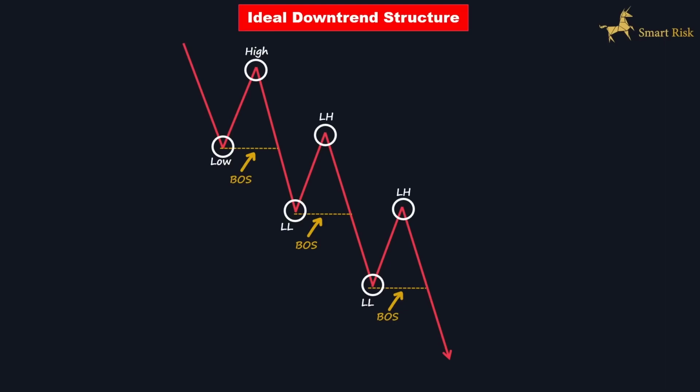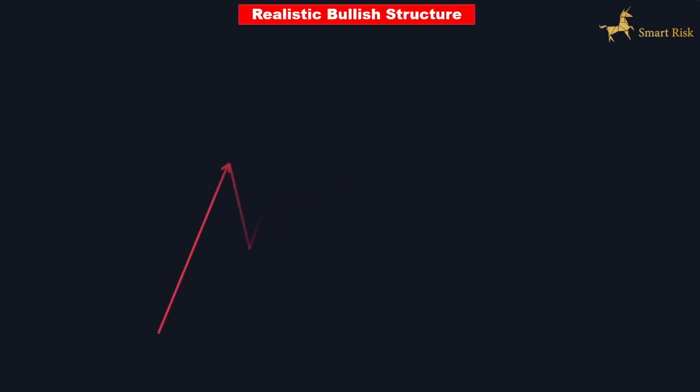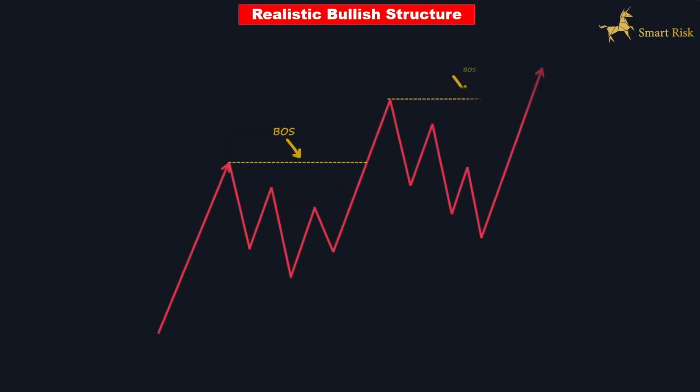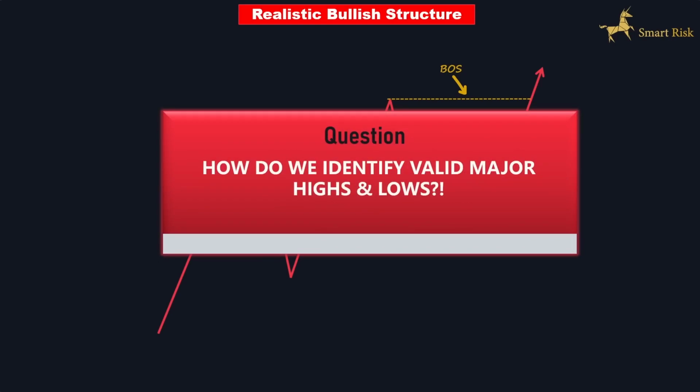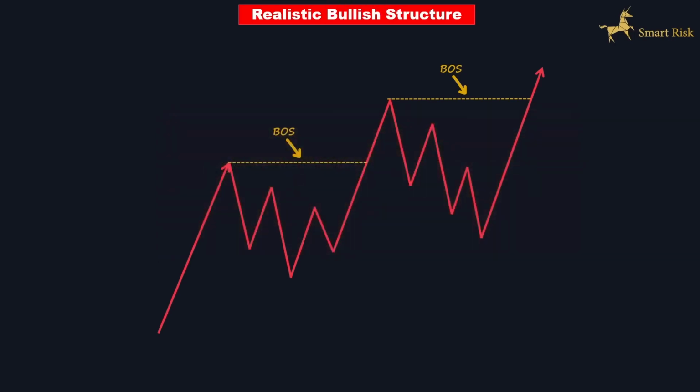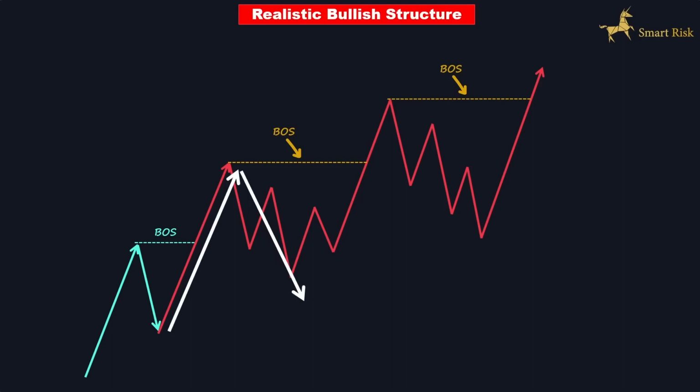Now, let's delve into the details of the realistic market structure. This represents the realistic uptrend structure that is more commonly observed in the market. Now let's consider a scenario where the price breaks the previous highs to the upside. At this point, a crucial question arises. How do we identify valid major highs and lows? To address this, if we look at the left side of the structure, it is clear that price experienced an upward movement until it started to retrace.